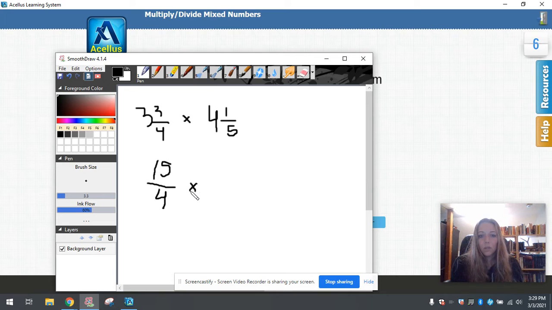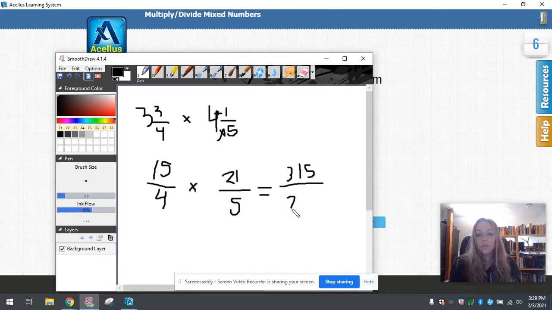Move on to the next one. Now I'll turn 4 1/5 into an improper fraction. I go 5 times 4 is 20, plus 1 is 21. Okay. Now I've got a multiplication problem, so I'm going to go straight across. 15 times 21. Oh, I don't want to do this in my head. I'm spent today. I get 315 over 4 times 5, which is 20.